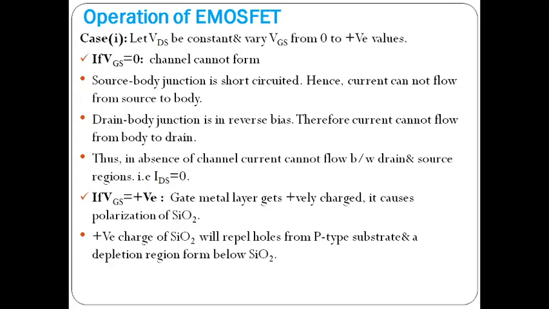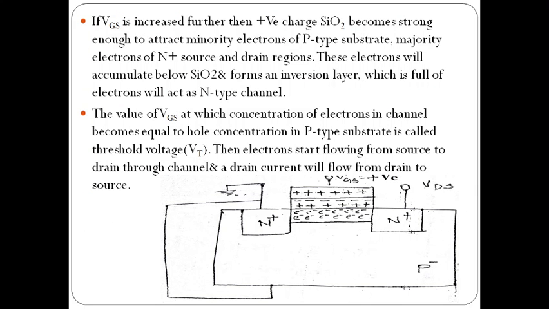If VGS is a small positive value, then what happens? The gate material gets positively charged. It causes the polarization of silicon dioxide. So the positive charge of silicon dioxide will repel the holes from the p-type substrate, and a depletion region forms below the silicon dioxide. If we increase VGS further, then what happens?